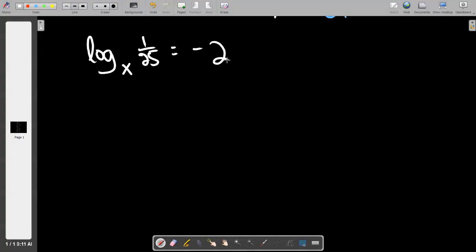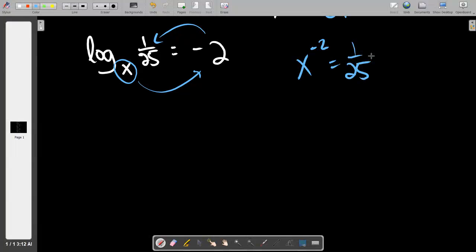What's the equation going to say? Just the equation, not the answer, just the equation. This to the this equals this. What's it going to say? X to the power of -2 equals 1.